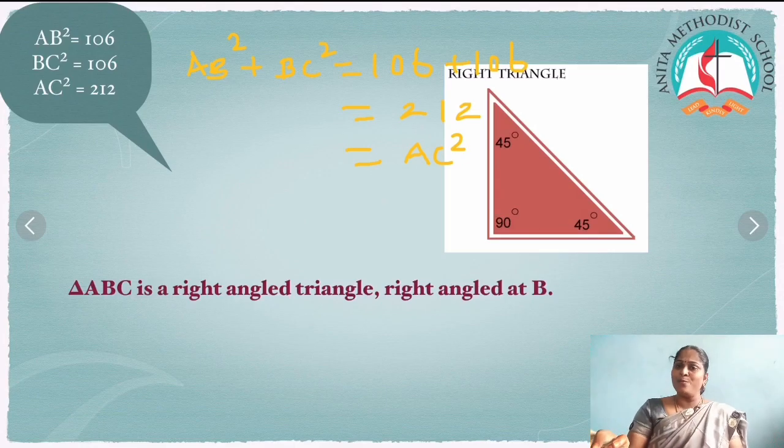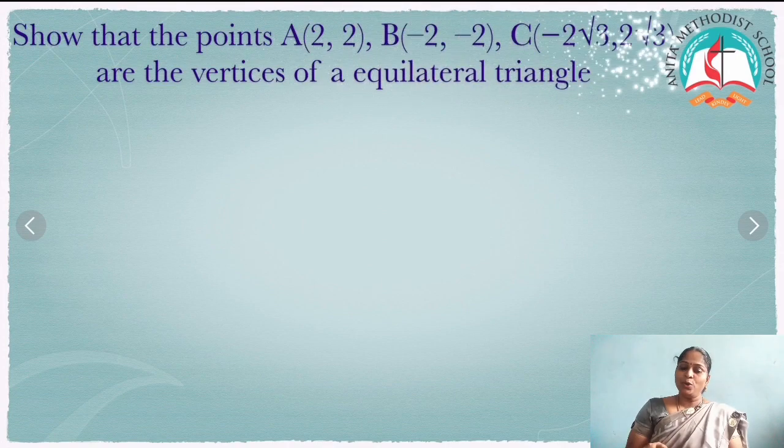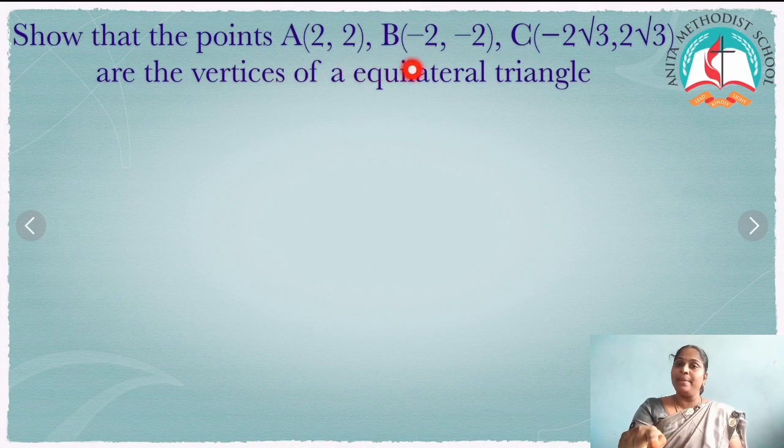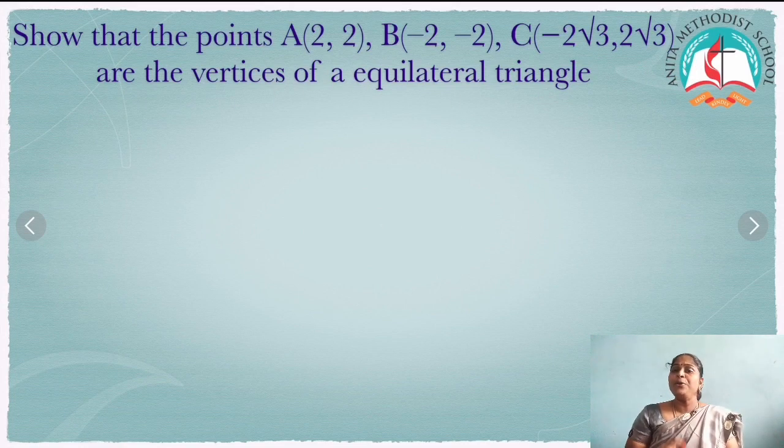Can we see one more problem on this? The points A (2, 2), B (-2, -2), C (-2 root 3, 2 root 3) are the vertices of an equilateral triangle. How do you say this is an equilateral triangle? We need to find the distance of all three sides. If all three side distances are equal, then it is an equilateral triangle.